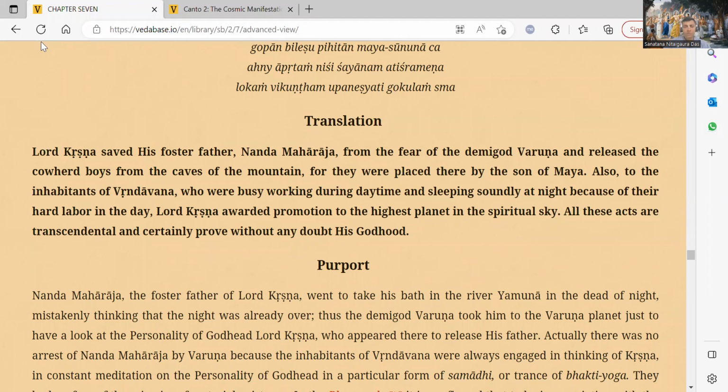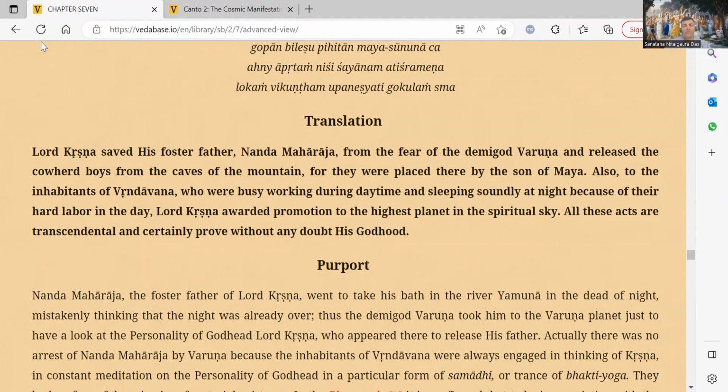So the first pastime we all know: Nanda Maharaj one day wakes up a little earlier than usual and goes to the Yamuna to take a bath, and he is drowned. He's taken away by Varuna, and everyone who went with Nanda Maharaj comes and complains, and then Lord Krishna goes, chastises Varuna Dev, and brings back Nanda Maharaj. Varuna Dev, like in many other pastimes, also wanted to have darshan of Krishna. That's why he does something like this.